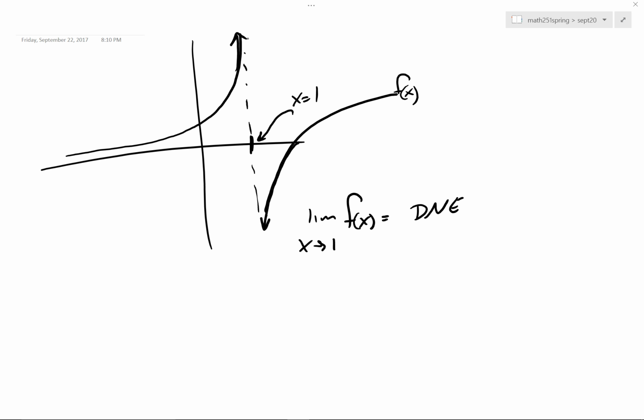Okay? But if I said to you, hey, what is the limit as x approaches 1 from the left, you would say it's going to positive infinity. And if you said the limit as x approaches 1 from the right, you would say, why, that's going towards negative infinity. Pretty straightforward deal. Okay?